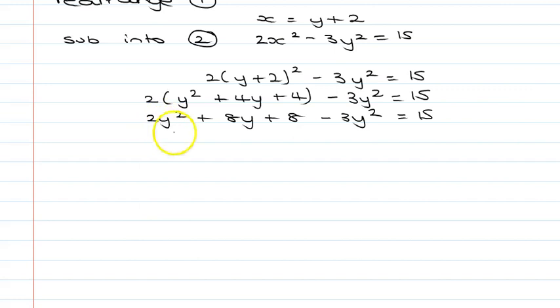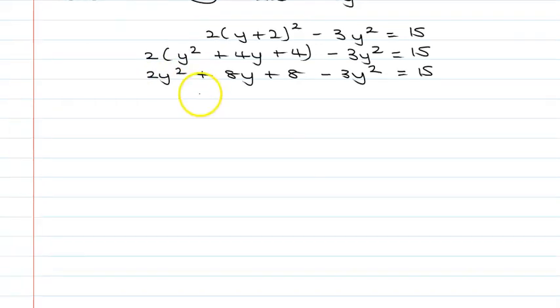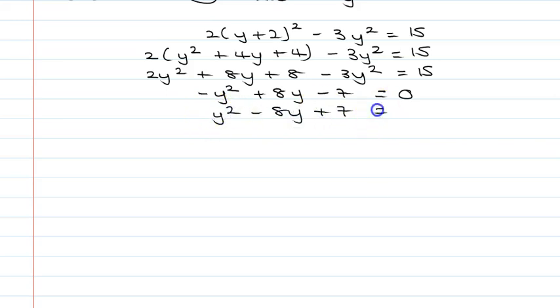Now I can simplify these terms together, giving me negative y squared plus 8y. Now I'm going to bring that 15 over to mix with the 8, so that's going to subtract 15, leaving negative 7. Now that leaves my equation equal to 0. When it's equal to 0, I can then factorize, and that's how I'm going to solve this quadratic. I'm not happy about solving it with a negative, so I'm just going to multiply all of it by minus 1. So all the signs change, and it's equal to 0.